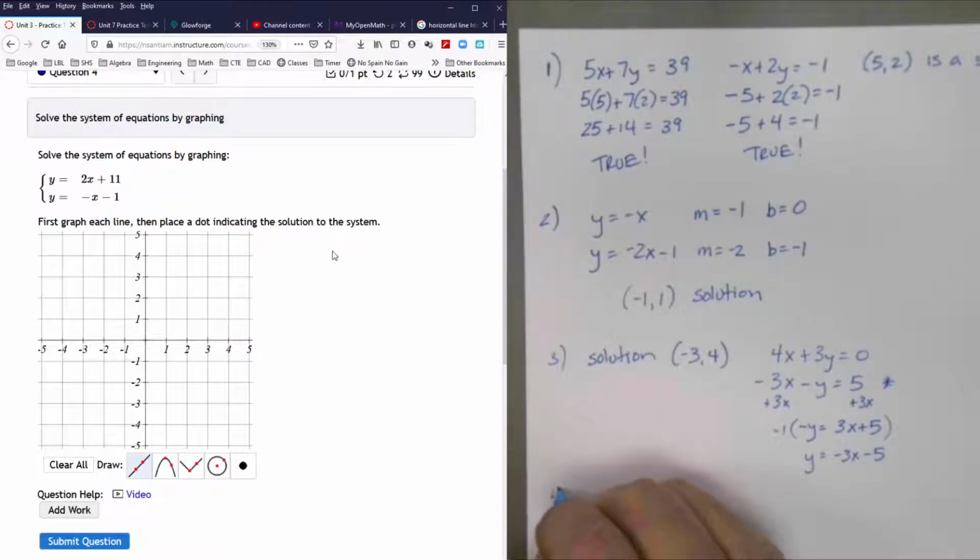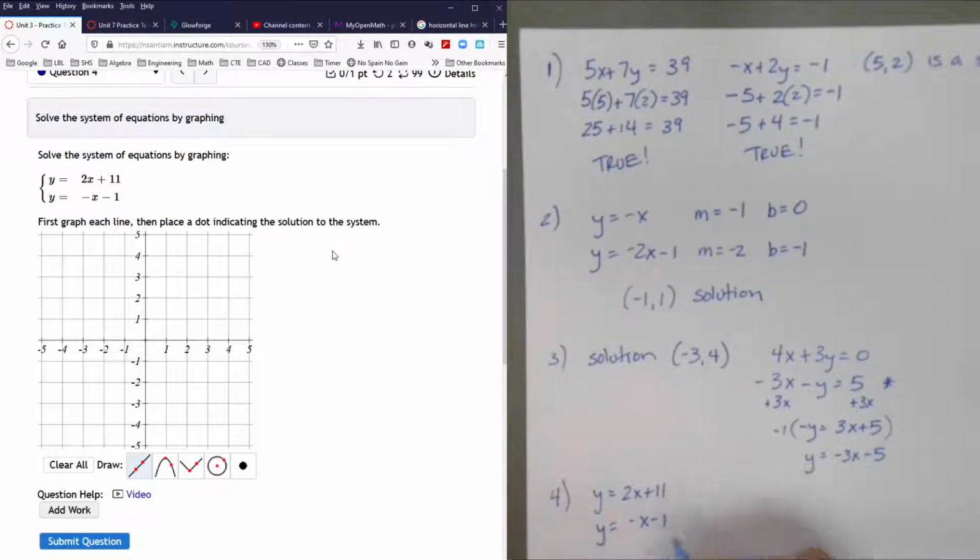Okay, so number 4, same thing here, y equals 2x plus 11, and y equals negative x minus 1. So we're asked to graph these, so this has a slope of 2 and a y-intercept of 11. And then this one has a slope of negative 1 and a y-intercept of negative 1. Now, when I go to graph this first line, I'm going to run into an issue because to graph that, I need to cross the y-axis at 11, and I can't do that. It runs off my graph.